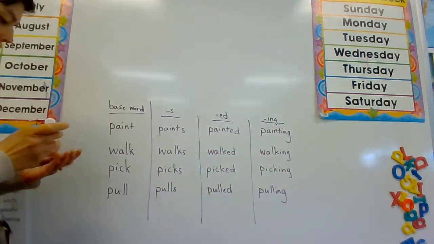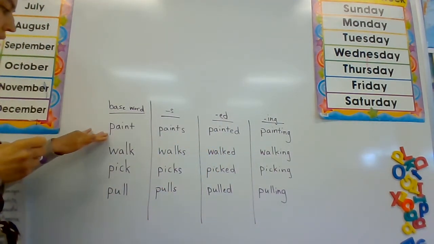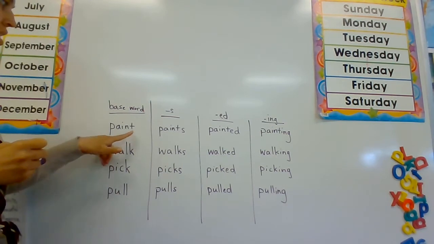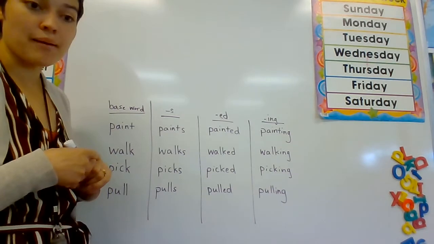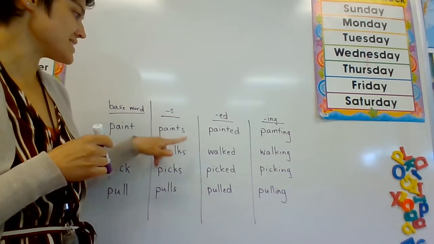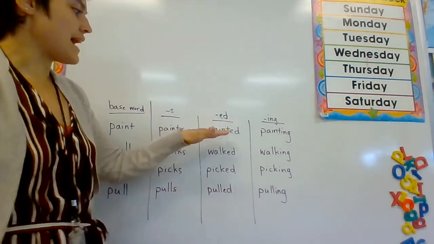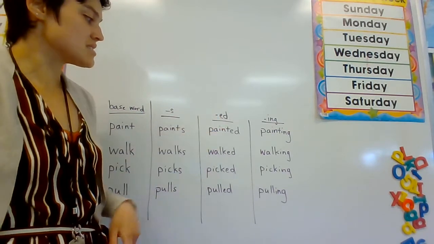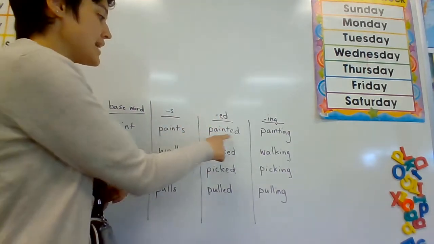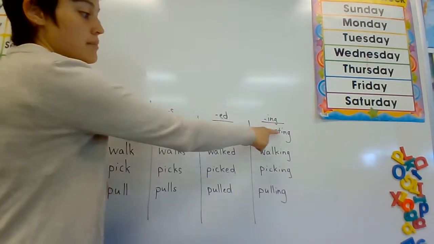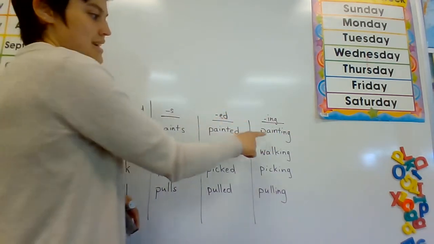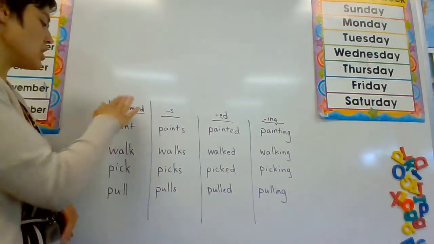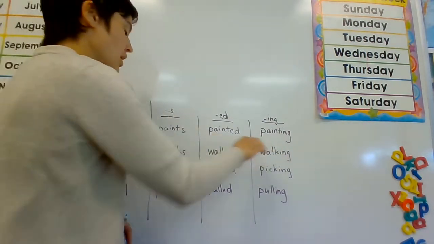Okay, so now our base word is what? Paint. If we add an S to the end, what does the word become? Paints. And if I add ed, the suffix ed to the end, what does it become? Painted. What does it become if I put ing at the end of the base word paint? Painting.